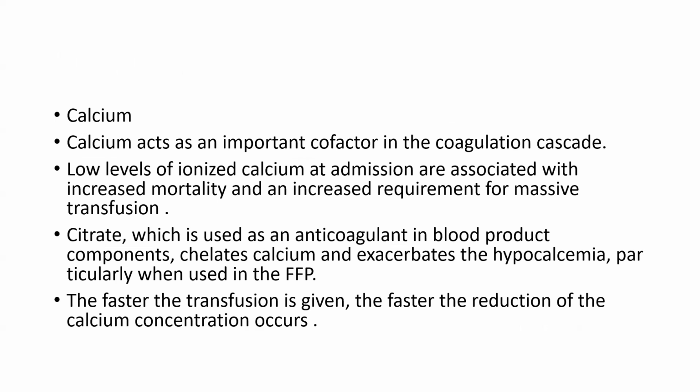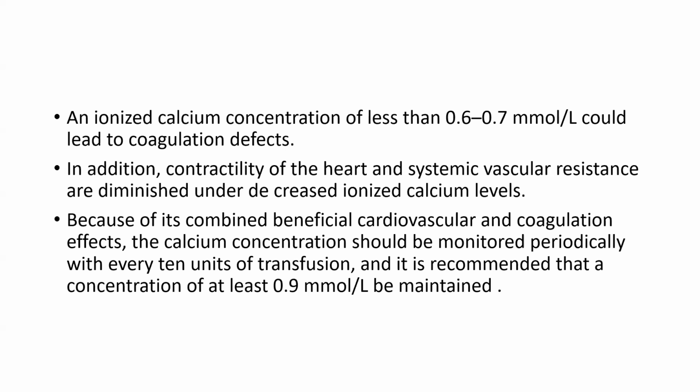Now about calcium. Calcium acts as an important cofactor in the coagulation cascade. Low levels of ionized calcium at admission are associated with increased mortality and increased requirement for massive transfusion. Citrate, which is used as an anticoagulant in the blood product component, chelates the calcium and exacerbates the hypocalcemia, particularly when used in FFP. The faster the transfusion is given, the faster the reduction of calcium concentration occurs.